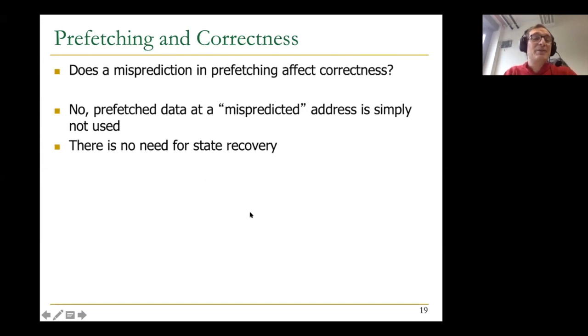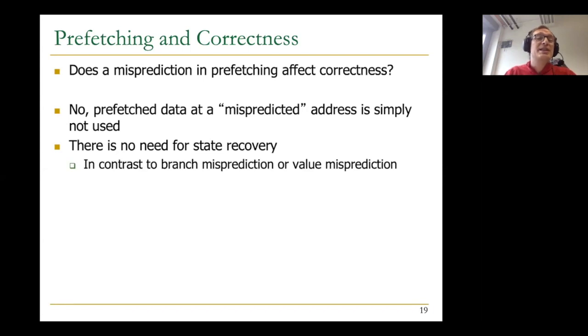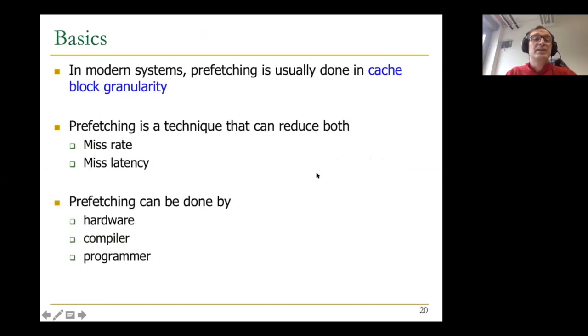But the key takeaway from the slide is there's no need for state recovery because it doesn't affect your correctness from an architectural perspective. This is in contrast to branch misprediction or value misprediction. Value prediction is another technique that could be employed in systems. You predict the value or outcome of an instruction, the data value of an instruction. And if you're wrong, then you need to recover because some other instructions have potentially sourced that value, right? Okay, so let's talk about some basics of prefetching.